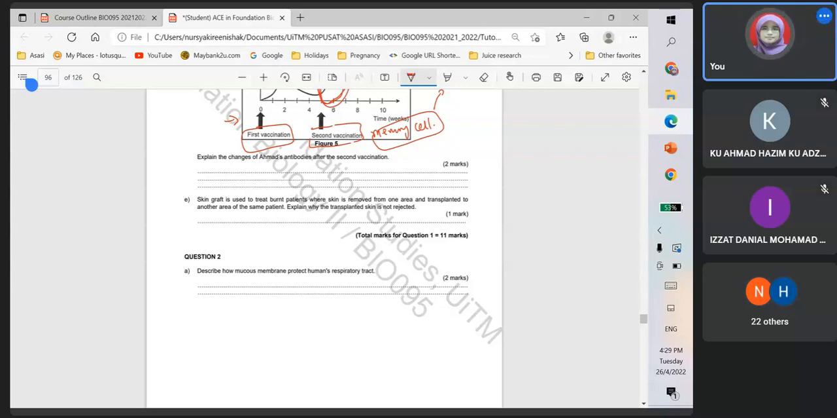So kenapa kaedah tu lagi efektif to make sure that tak ada rejection by your body. Cakap kat sini kan, explain why the transplanted skin is not rejected. Banding awak ambil skin orang lain, awak letak kat tempat yang luka, yang rosak, terbakar tadi tu. Kenapa using your own skin will reduce the chance of rejection?